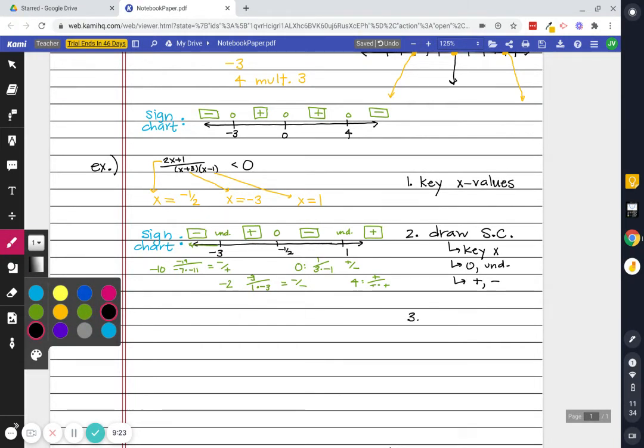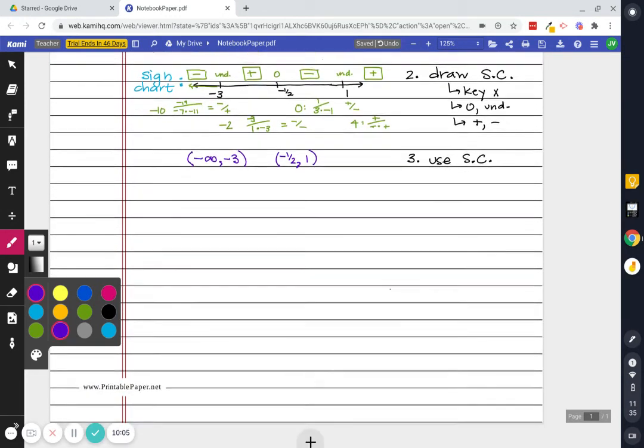Now I need to use my sign chart. The original question said, where is this less than 0? Less than 0 means negative numbers. Where on my sign chart is it negative? Well, it's negative from negative infinity up to negative 3. It restarts being negative at negative 1/2 to 1. Notice I'm using parentheses because of this less than right here. I don't actually want to equal 0, and so I'm going to use parentheses to show that I'm not going to let it equal 0, I'm just going to let it get up to 0.